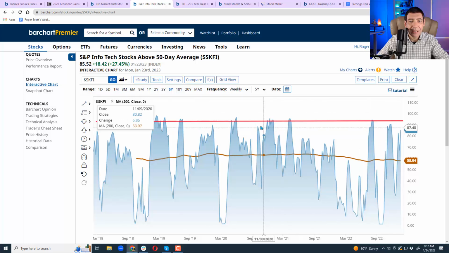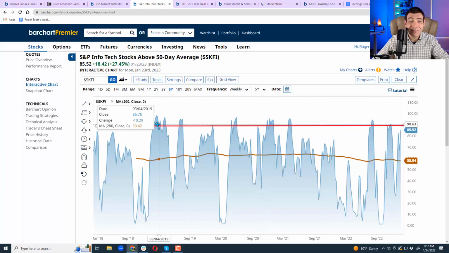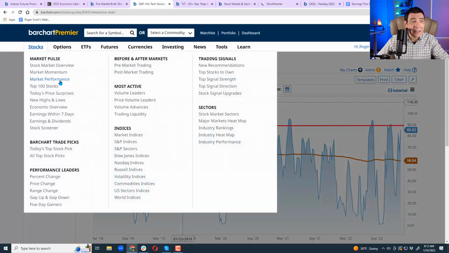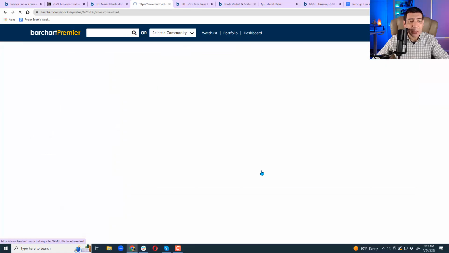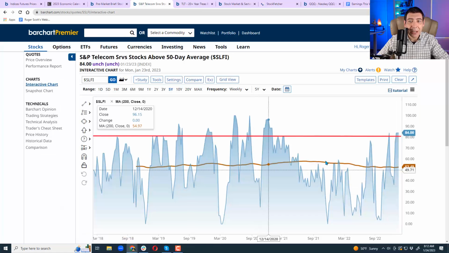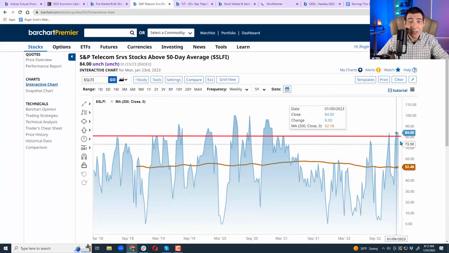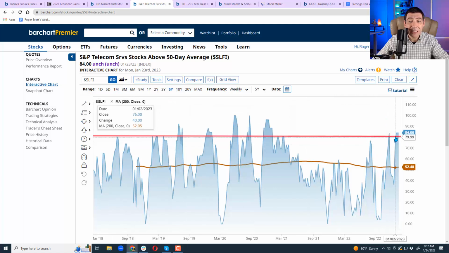See my point? Anytime we go up there, we tend to cool off. That's tech. Now look at communication services. Same thing. So we have to be very, very careful right now. Look at that. I mean, this is 5 years. Doesn't happen very often. So we're at a very crucial point, and this is internals.